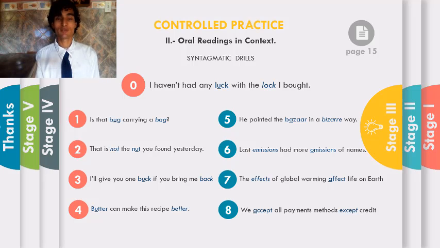Remember, the unstressed schwa is identified by simple underlining and stressed schwa is identified by double underlining. For example, the first sentence is: I haven't had any luck with the log I bought. Compare the word with the target sound with the word in italics. One of them is lock and the other one is log. Now in your handout, you can find 2 extra activities for this stage before moving on to the next one.